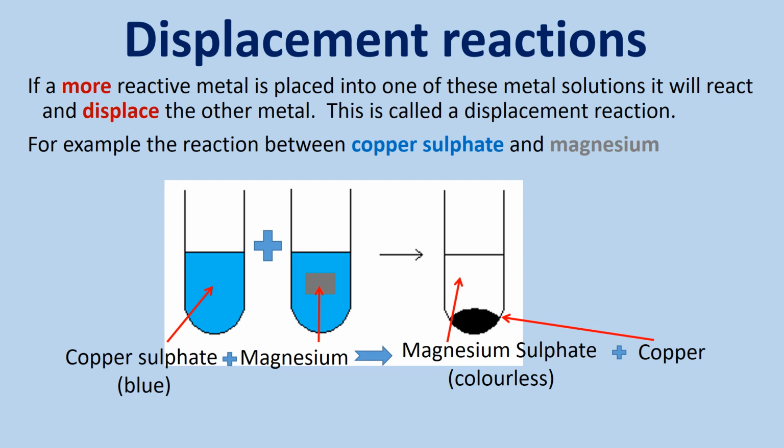Reactivity is very important in displacement reactions, and we know that a more reactive metal, if it's placed into a metal solution, will react and displace the less reactive metal. For example, copper sulfate plus magnesium will give you magnesium sulfate plus copper. You will have blue copper sulfate and grey magnesium, and when you put them together, the magnesium goes into solution, so the blue colour fades, and then you get orangey brown copper being formed.